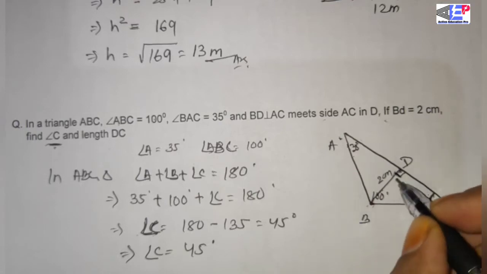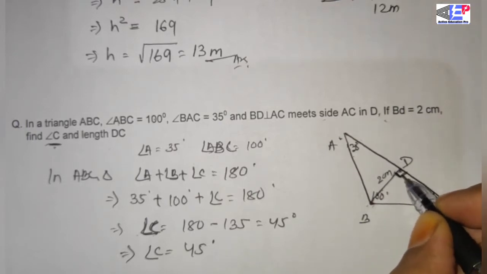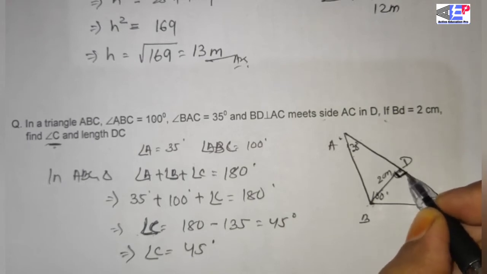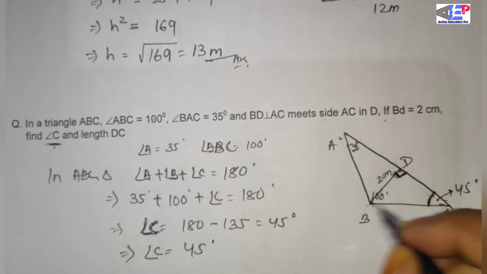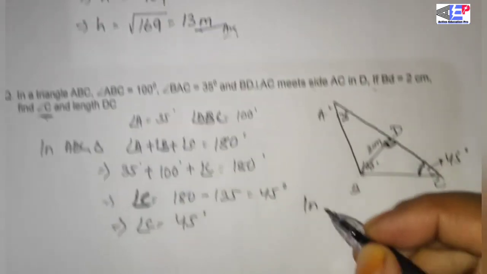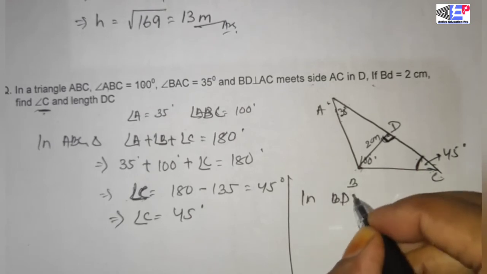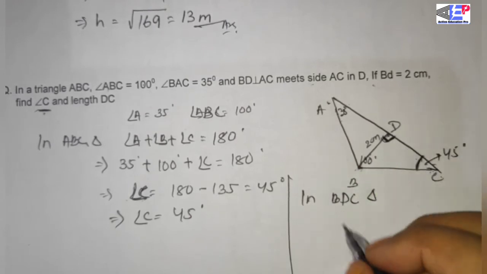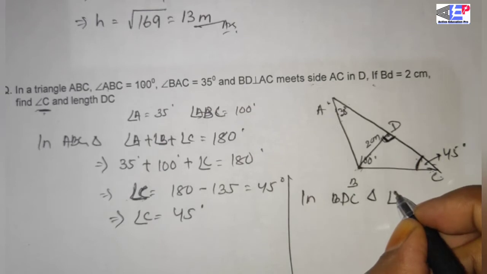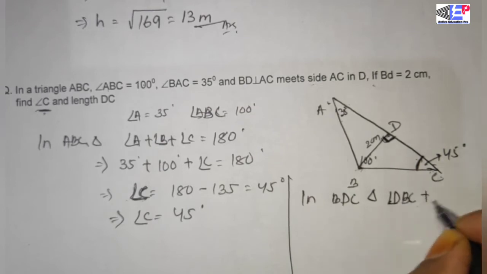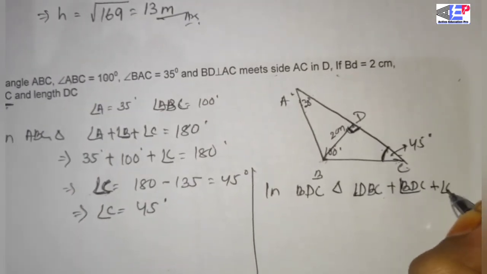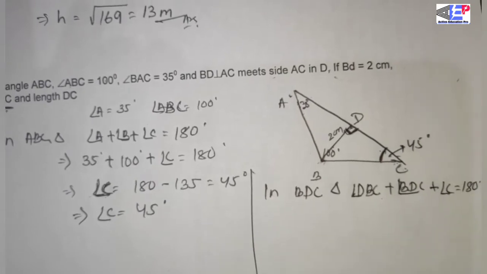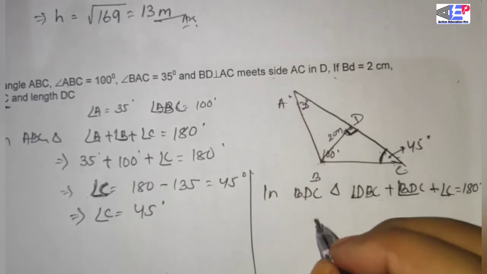So look here, this is 90 degree, this is 90 degree, and C is equal to 45 degree. So in the triangle BDC, we know that DBC plus BDC plus C is equal to 180 degree.